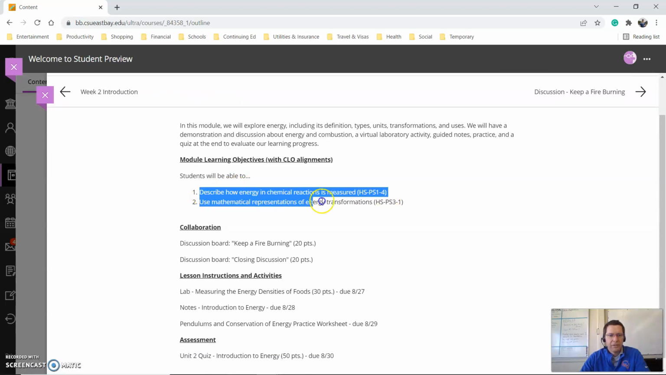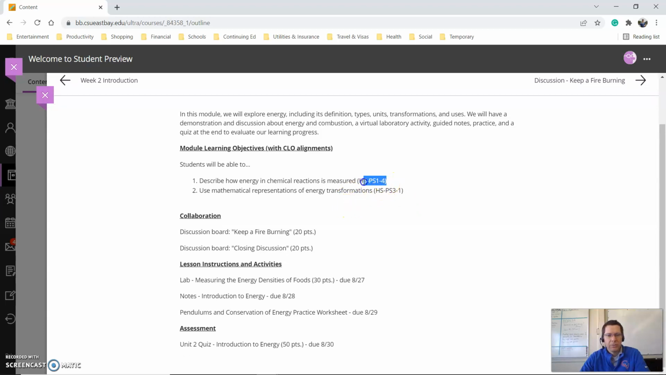Here are the two objectives for the week, and those are the overall course objectives that they're linked to. And again, if you'd like more information on what these actually are, you can look them up on the NGSS website. That's the Next Generation Science Standards, because that's what these are from. Or also, I have them in the Start Here folder, the course objectives. So those are the objectives.